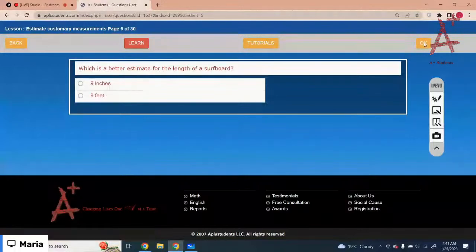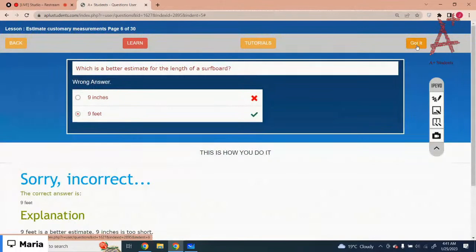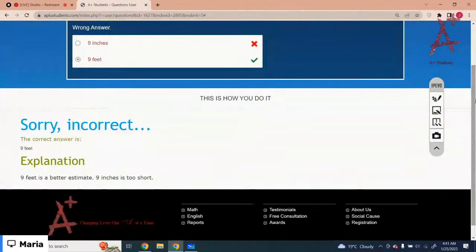Okay. Which is a better estimate for the length of a surfboard? Which is the correct option? 9 inches or 9 feet? That would be, I think, 9 inches. Got it? Because 9 feet is, oh, it would be 9 feet. Because 9 inches is too short, it would be 9 feet. Got it?